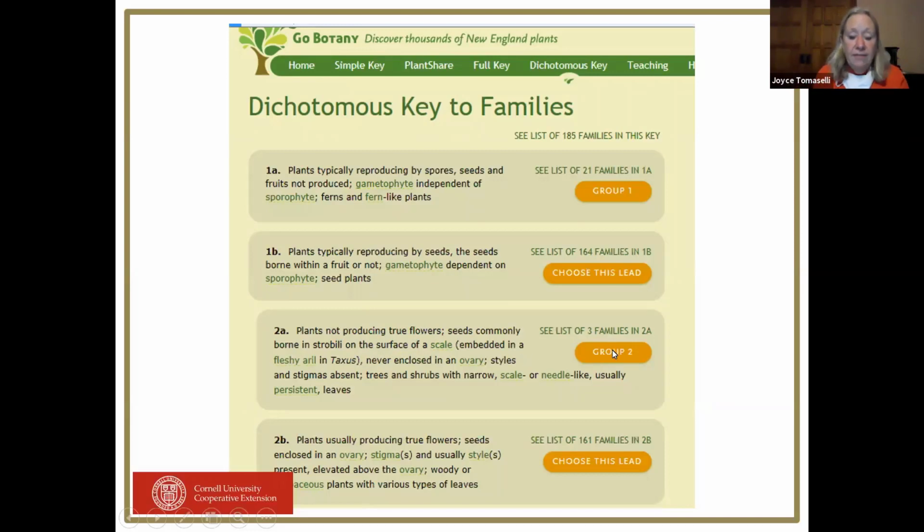So I don't have this live here. If I was really clever, I could probably make it live, but you keep answering a set of questions and it takes you down a path that helps you at the end get to the definition, the identity of that plant. You can get very good at it, and that's called a dichotomous key.